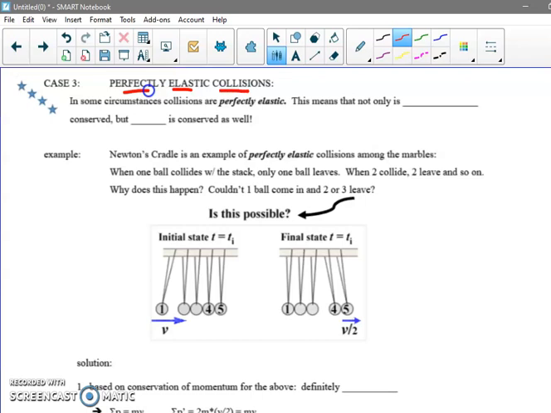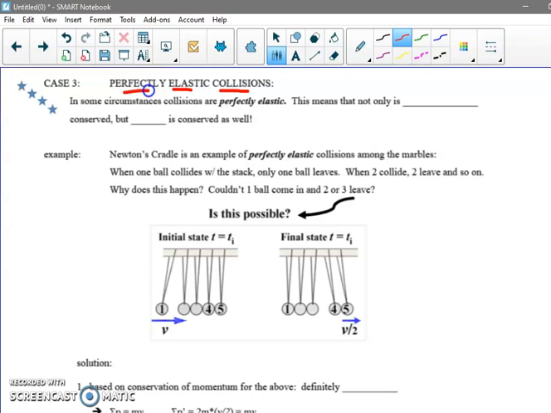And I want to make sure we understand what perfectly elastic means, because when I first introduced the idea a chapter ago, I gave you an imperfect definition. I basically said when two objects collide, they don't stick together. Well, that's not really a good definition, because two objects can collide and separate, and it can still be partially inelastic or partially elastic. So we want perfectly elastic.